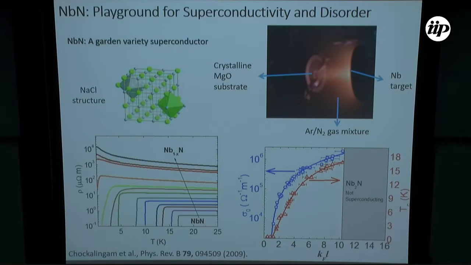And we have measured many, many samples over 5 years. So the cleanest sample that we can get has a kFl of about 10, and this is the most ordered sample with a TC of about 17 Kelvin. And as we go to more and more disordered samples, the TC comes down. And around kFl of 1, we don't have any TC down to 300 millikelvin. The normal state conductivity also crashes around the same level of disorder.